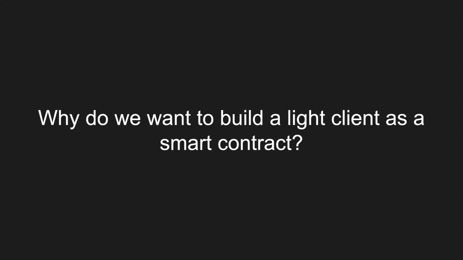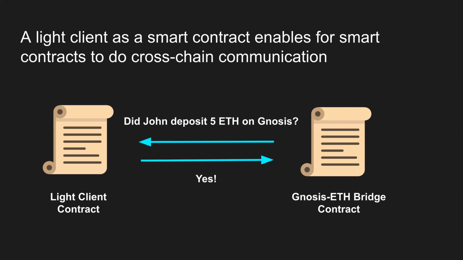So why would you even want to build a light client as a smart contract? Well, this is because having a light client implemented as a smart contract essentially allows you to implement cross-chain communication. So if we have a Gnosis chain light client contract implemented on Ethereum, this allows you to ask questions on chain, such as, did I deposit 5 ETH on Gnosis? And if you provide a valid Merkle proof, the light client contract can actually answer this question confidently.